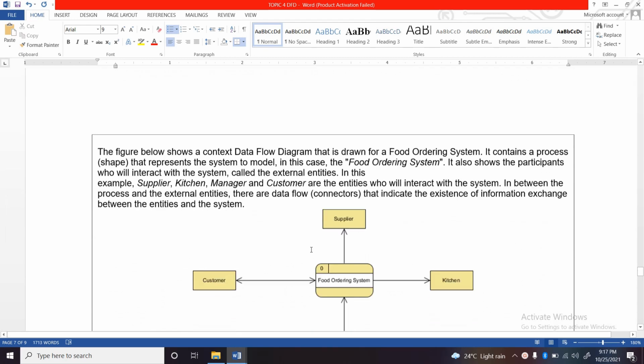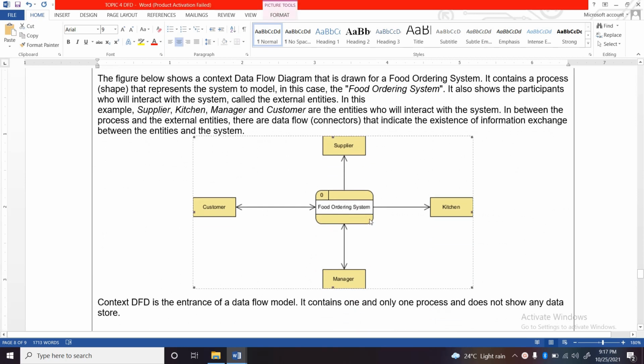Okay? So the figure below shows a context diagram or context data flow diagram, which is drawn for a food ordering system. So it contains a process that represents the system to model, in this case, the food ordering system. So this is our process. It uses the Gane and Sarson notation. Our process is the food ordering system. You can also draw it like this one. Okay? So it can be even without the 1.0, something like that. You can also draw it like that.